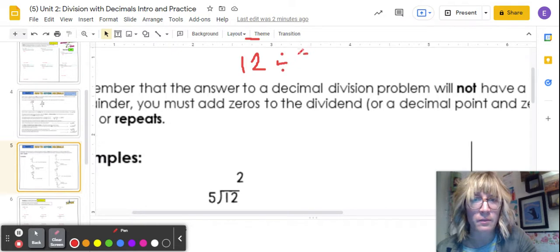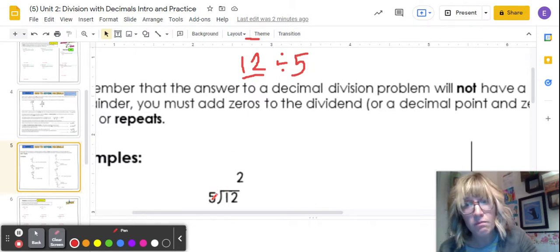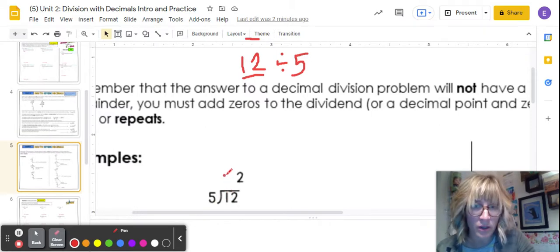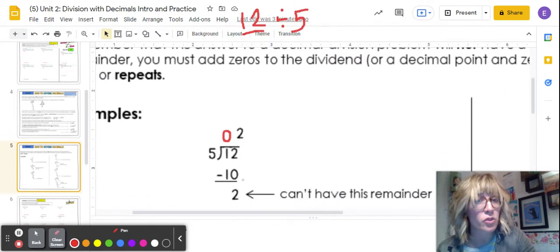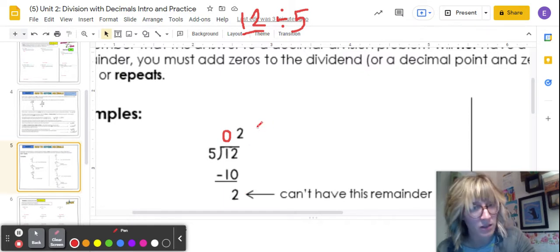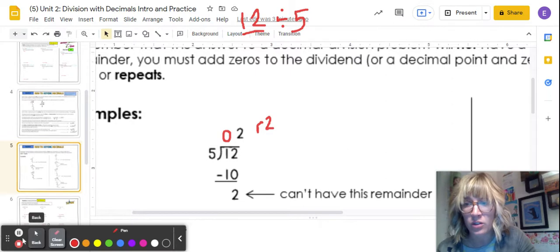first things first, it would be set up like this: 12 divided by 5. You have your dividend first, divided by your divisor. So how many times does 5 fit into 1? 0 times. How many times does 5 fit into 12? 2 times, which is 10. When we subtract, we can't have this remainder. We can't have a remainder of 2.